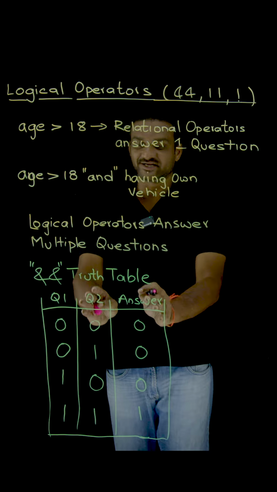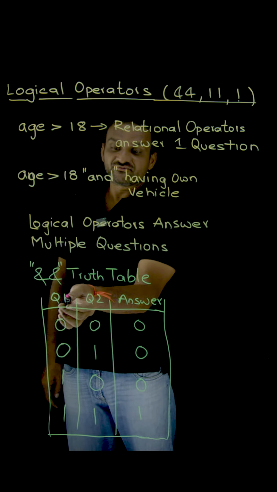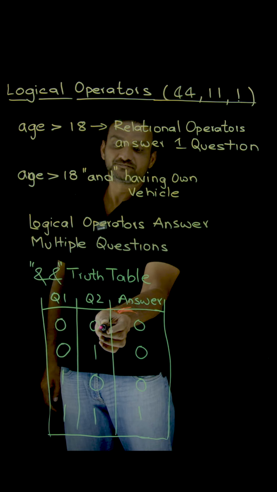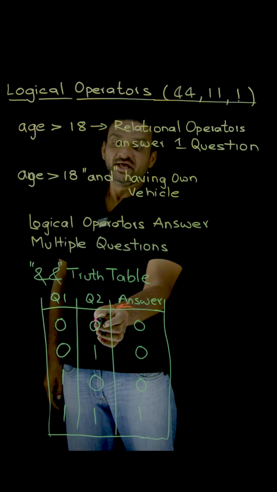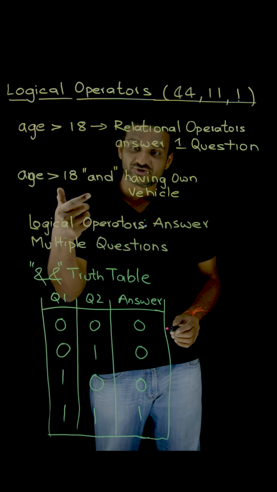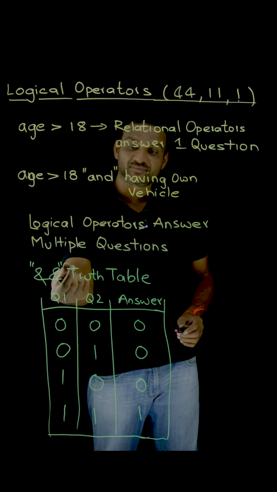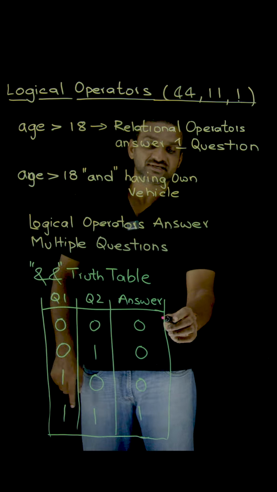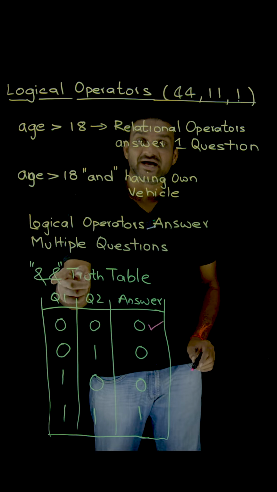So what does that mean? Let's try to understand this. Q1 and Q2 mean question 1 and question 2. If question 1 and question 2 both produce an outcome of 0, so question 1's outcome is 0 and question 2's outcome is 0, and the logical answering that we need to produce is using this logical AND operator, then the answer is a 0. So this table is for logical AND.